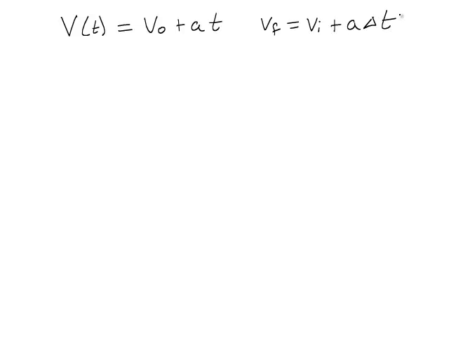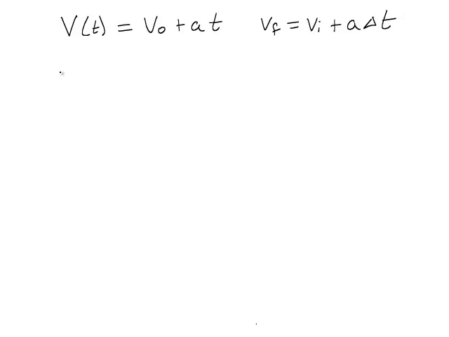In this video, we're going to derive one of three kinematic equations, and it can be seen in two different forms. The velocity as a function of time is equal to the initial velocity plus the acceleration times time, or many books write it as the final velocity is equal to the initial velocity plus the acceleration times a change in time.